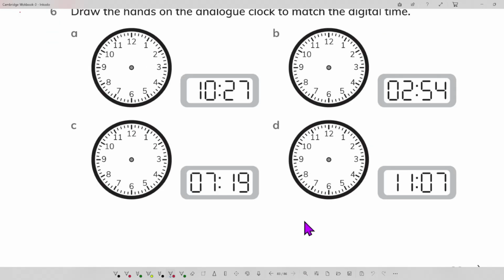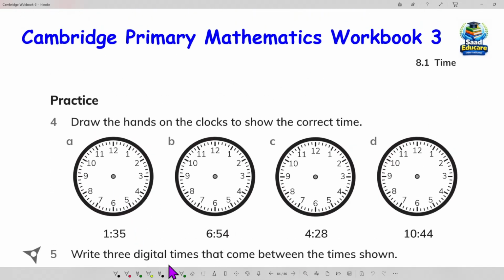This is very important. Now draw the hands on the clocks to show the correct time. The first one, we can write, this is the hour, and 35, this is 35.